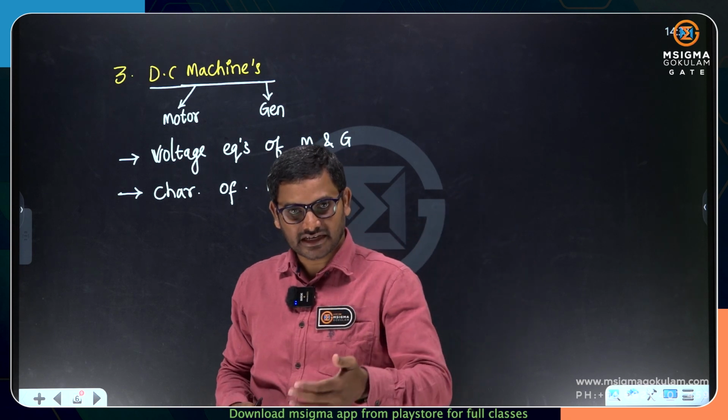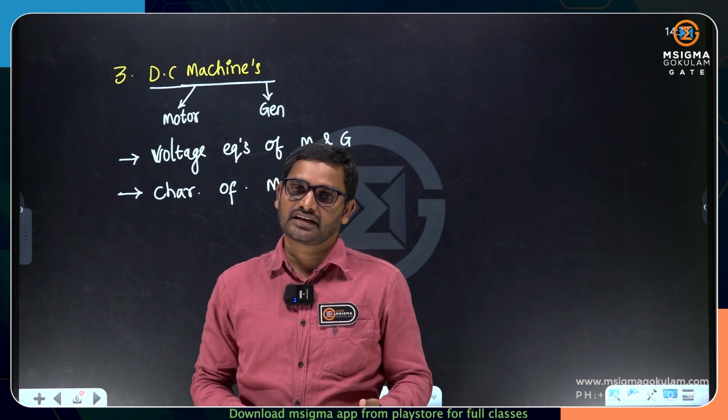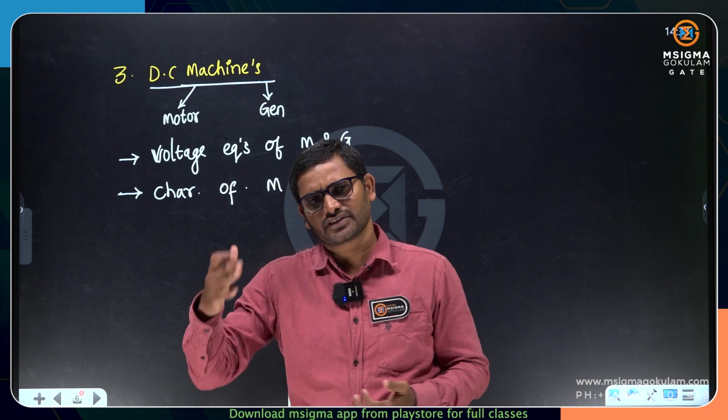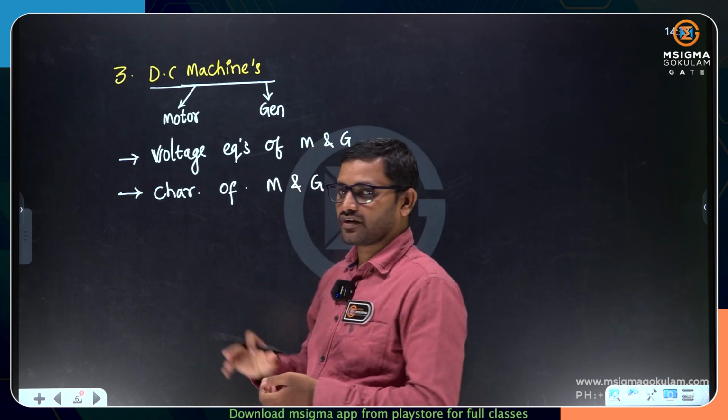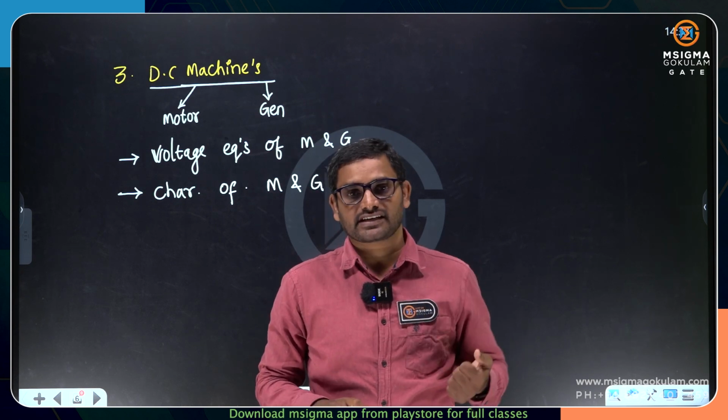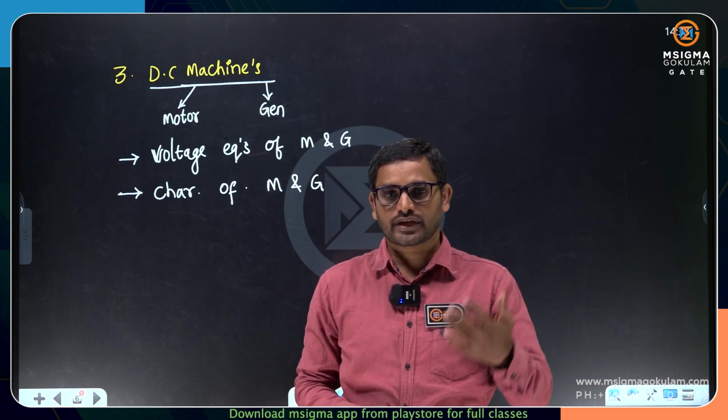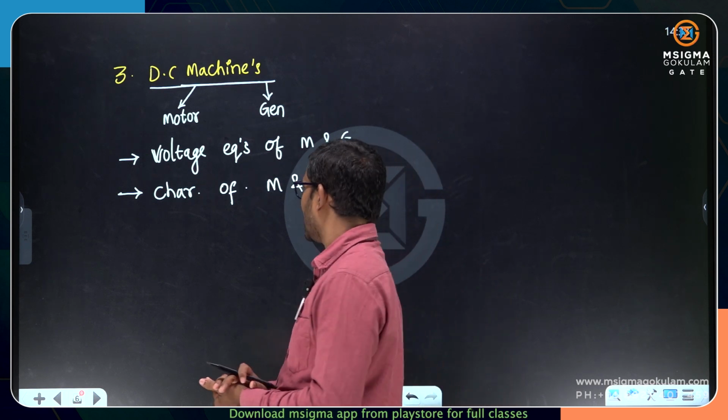Speed versus armature current characteristics, torque versus armature current characteristics of a motor, any motor, maybe shunt motor or series motor, compound motor, they will give you. Similarly, for the generator also, maybe external load characteristics, internal characteristics or no load characteristics, they will be asking you to answer.